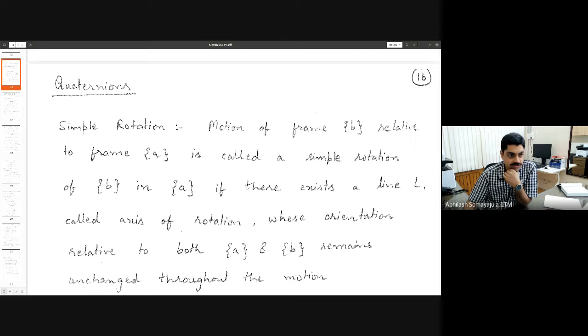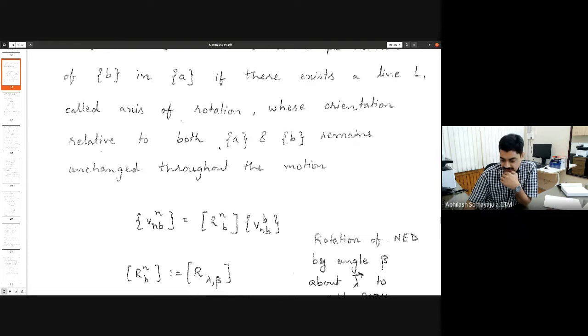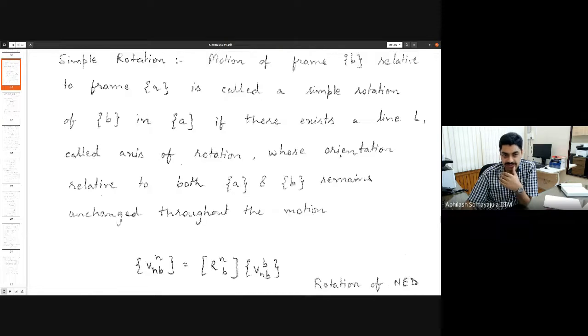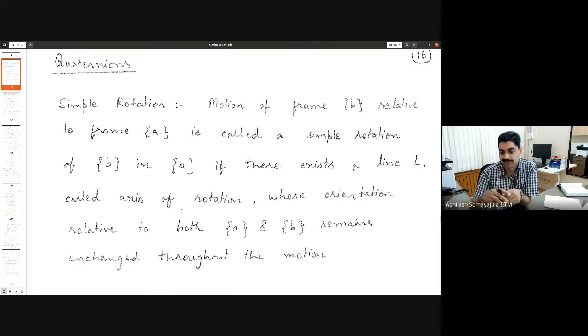Alright, so the last time we were looking at quaternions and understanding how the representation of rotation between two coordinate frames, which we saw previously in terms of Euler angles, could now be related in terms of quaternions. So we introduced the concept of axis angle rotation, or the simple rotation, where we define an axis about which the rotation happens by a certain amount of angle.